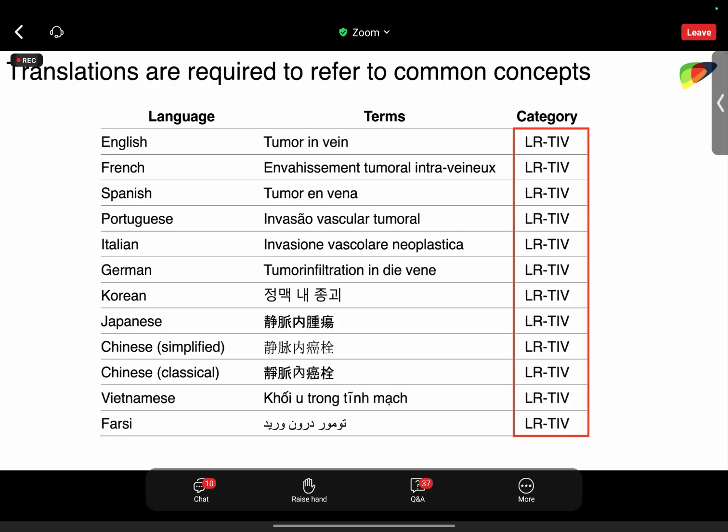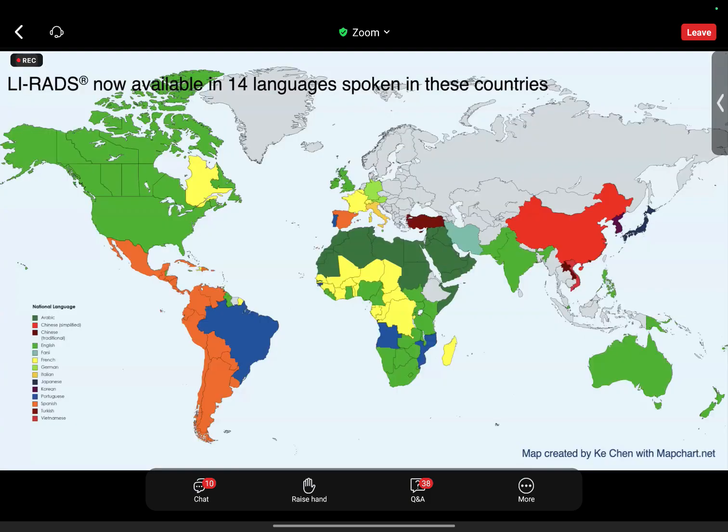So for example, in French, on a daily basis in Montreal, I might dictate envahissement tumoral intraveineux. My colleagues or friends in Vietnam might call this by a Vietnamese term, but they both refer to tumor in vein. More importantly, we assign a category, LR-TIV, regardless of language, and this facilitates the extraction and pooling of data without ambiguity in the setting of individual patient data meta-analyses. LI-RADS is now available in 14 languages, spoken in these countries, covering almost 2/3 of the landmass on Earth.